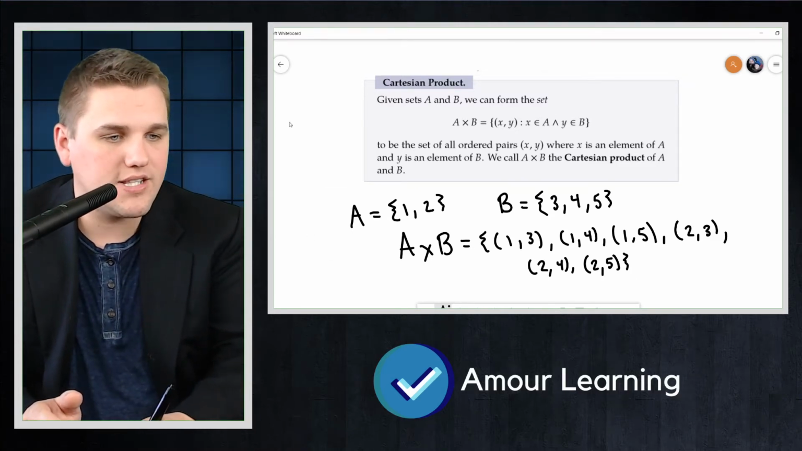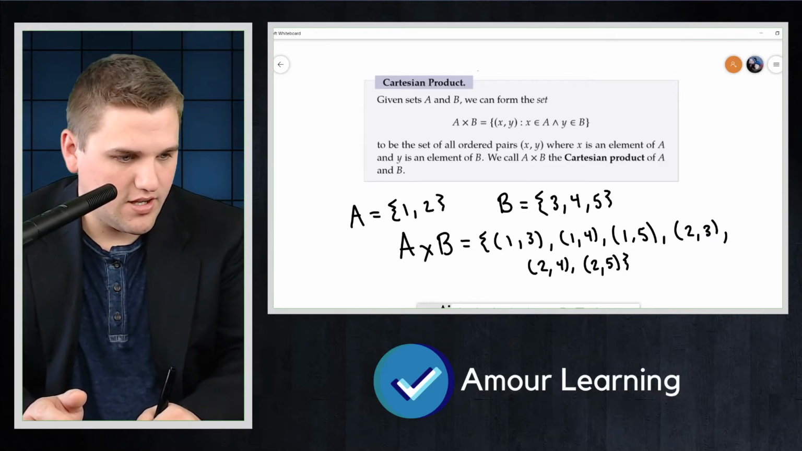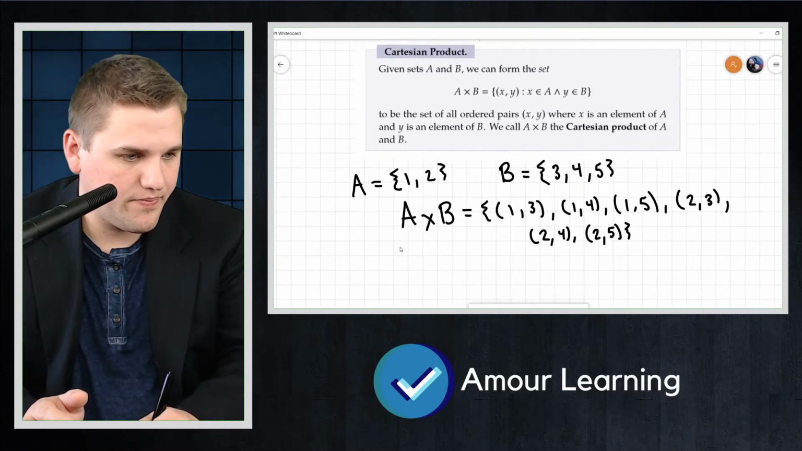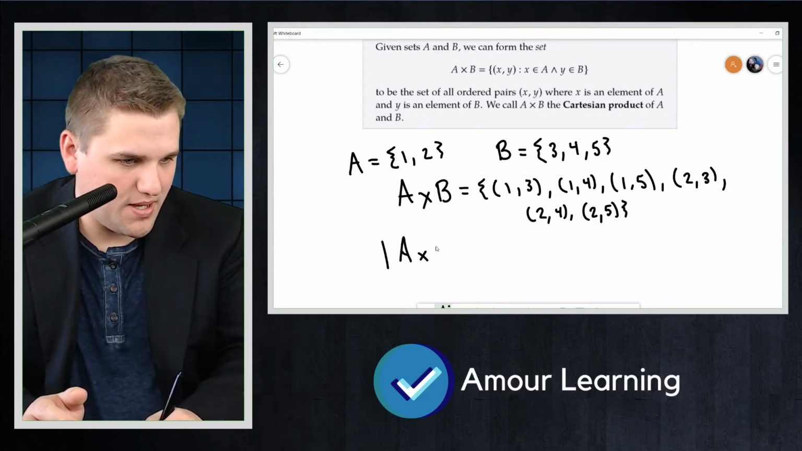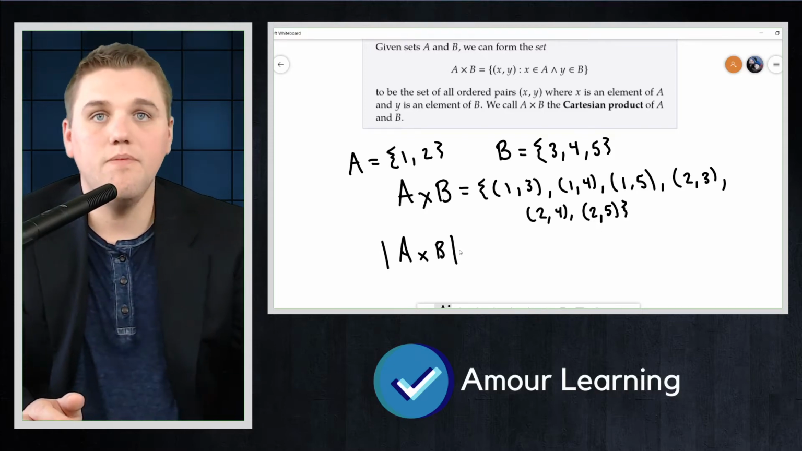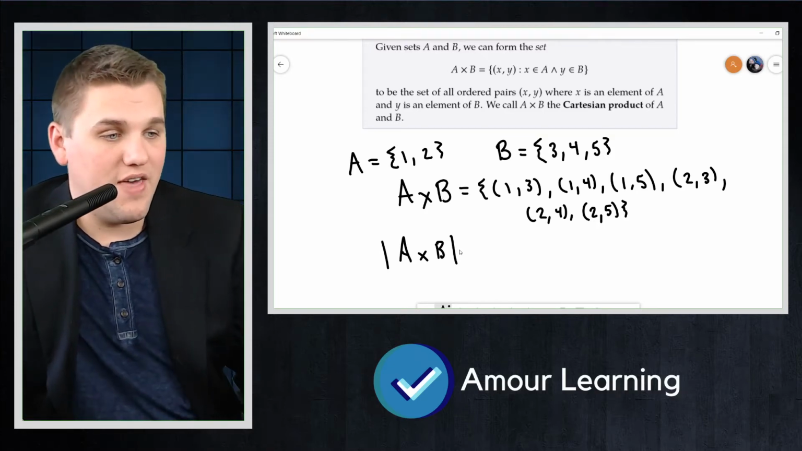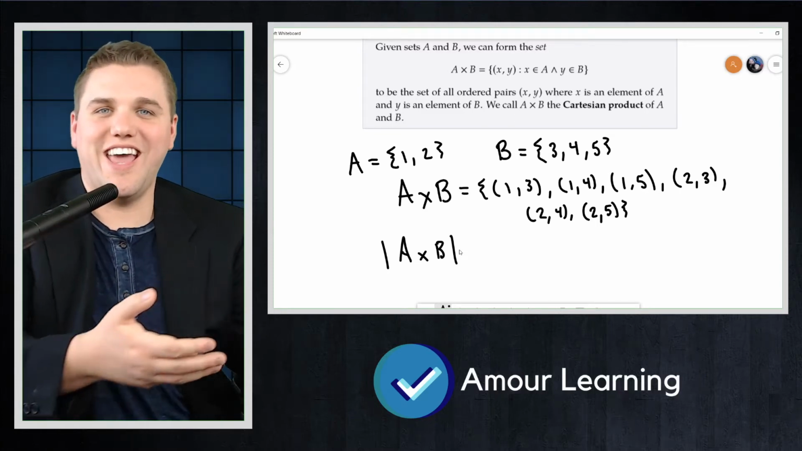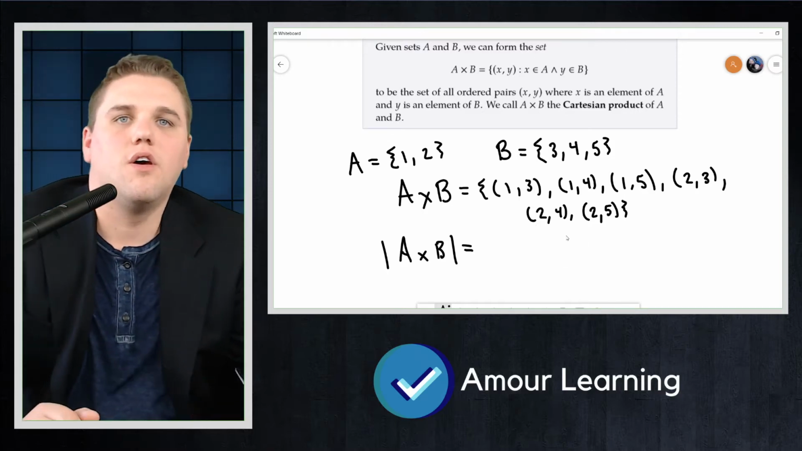What is the size of A cross B? Well, to figure this out, we write out A cross B. In this case, we did. It's 6. But how do we figure this out in general?